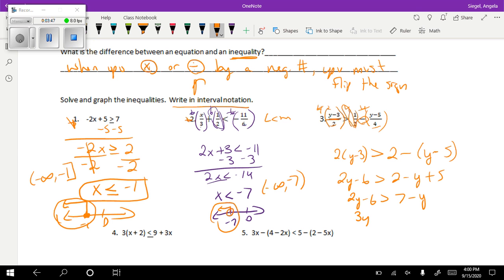Okay, so I'm going to add y to both sides, and I will add 6 to both sides. Notice I'm not multiplying or dividing, so I don't have to worry about flipping the sign. And divide by 3. So I get y is greater than 13/3. So again, this kind of helps me visualize it. Open dot on 13/3, arrow going to the right. So where does it begin, and where does it end?